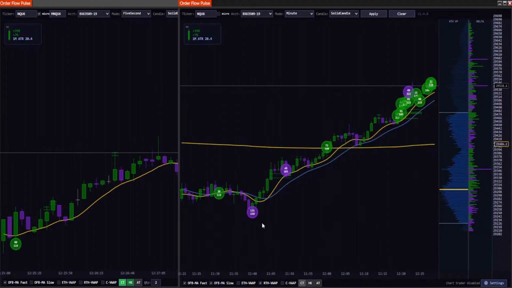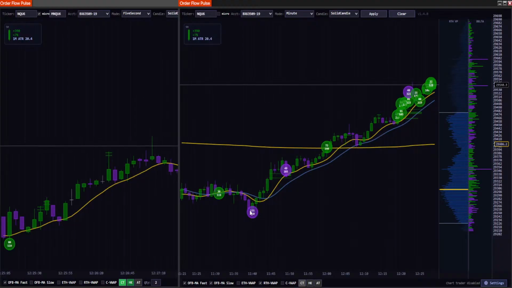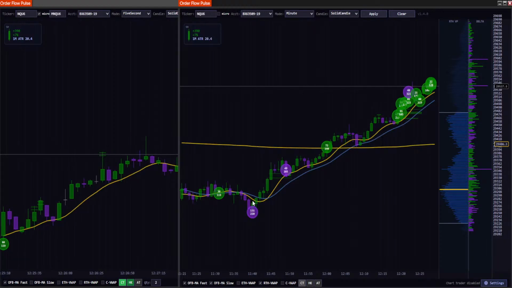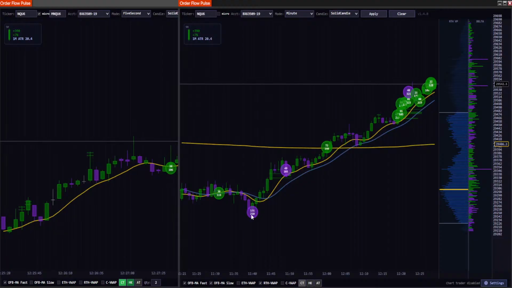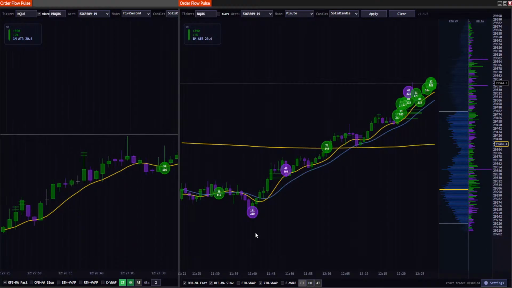this 210 aggregated sell with 131 single order contracts, and we close above it. That is a trap seller. So you get in on the next candle, on the break of that high, and you put your stop down here. Because if we lose that 210, more than likely the sellers are just going to pile on and we're going to make new lows.